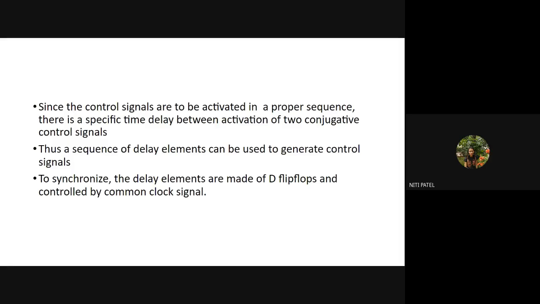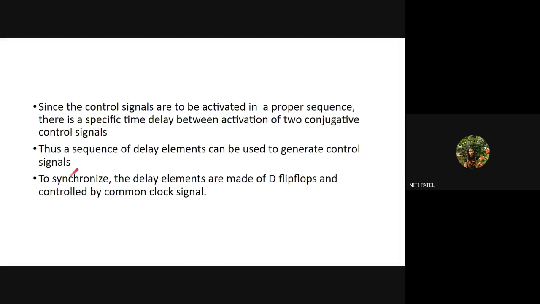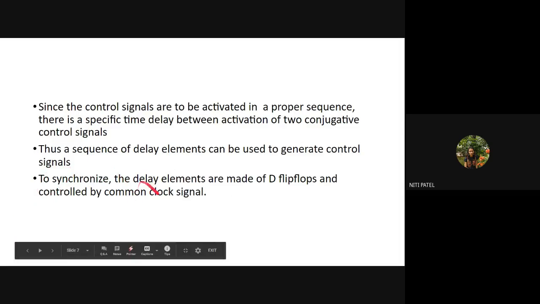Yes, ma'am. Okay. Since the control signals are to be activated in a proper sequence, there is a specific time delay between activation of two consecutive control signals. If C1 is generated after C0, what will happen between these two signals? There will be a certain time delay for both generations. Thus, the sequence of delay elements can be used to generate control signals. To synchronize, a delay element is made up of a D flip-flop and controlled by a common clock signal.